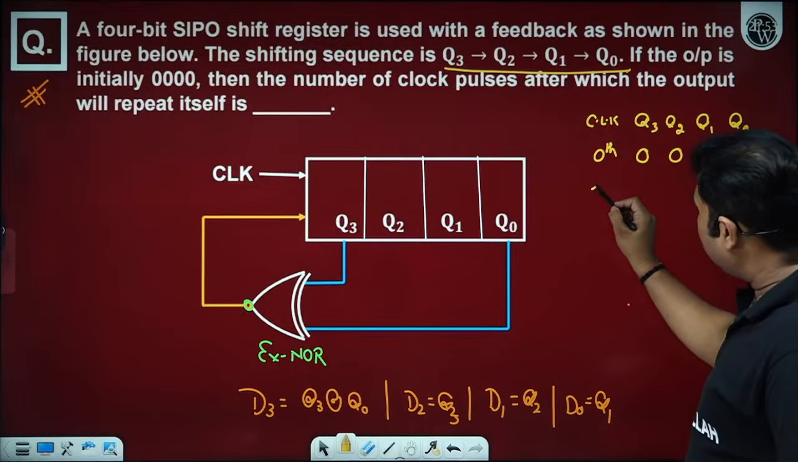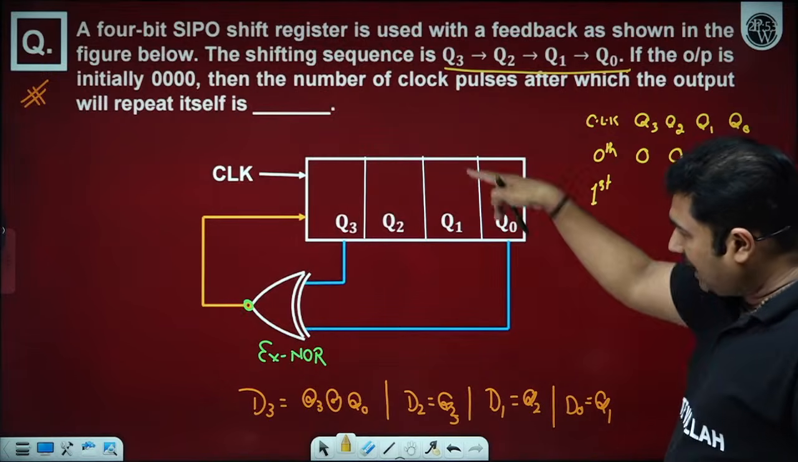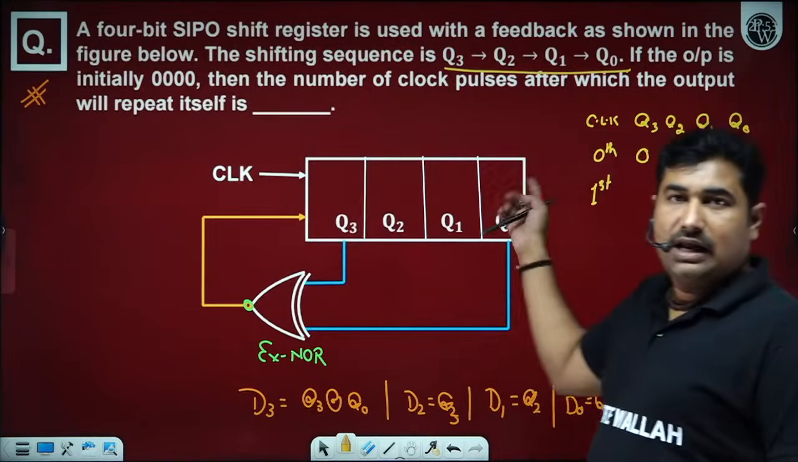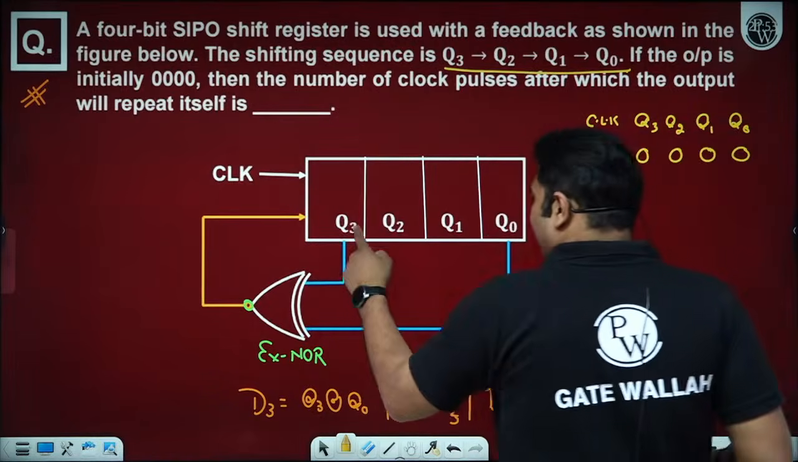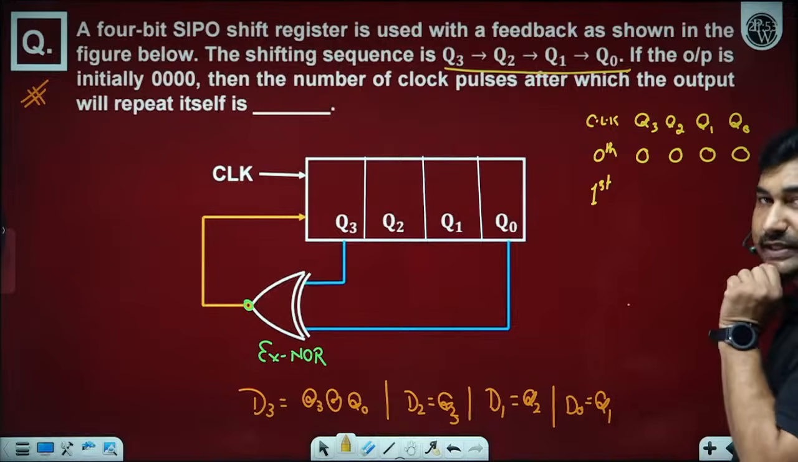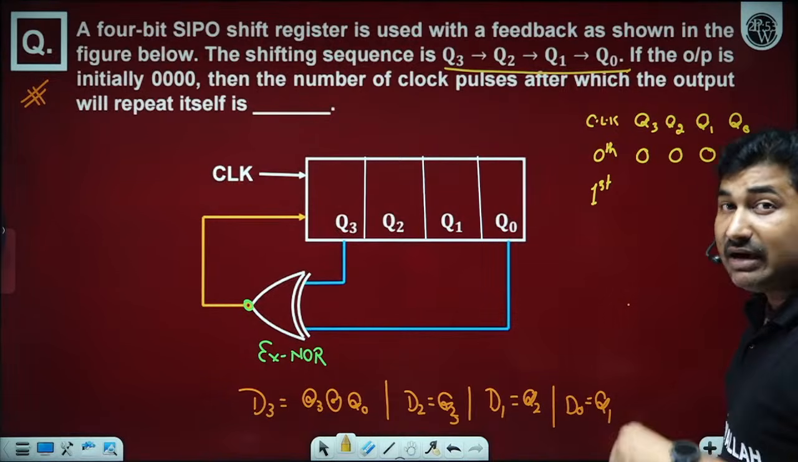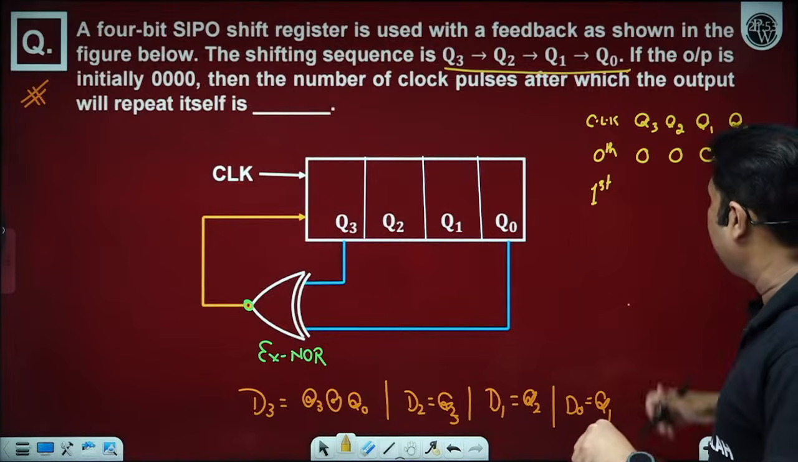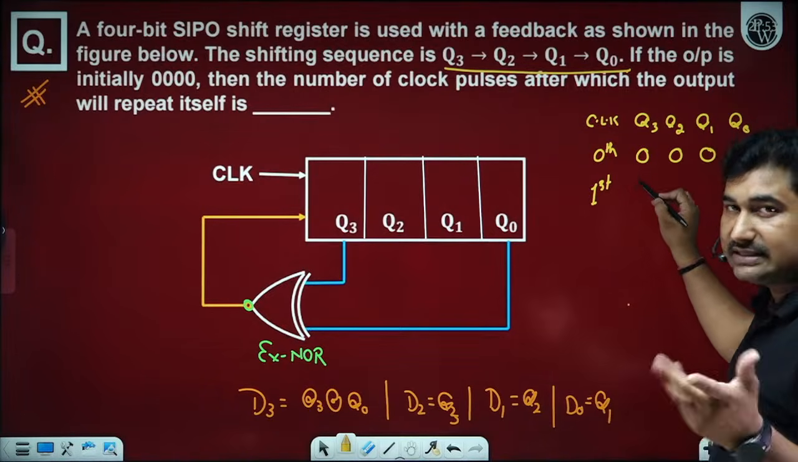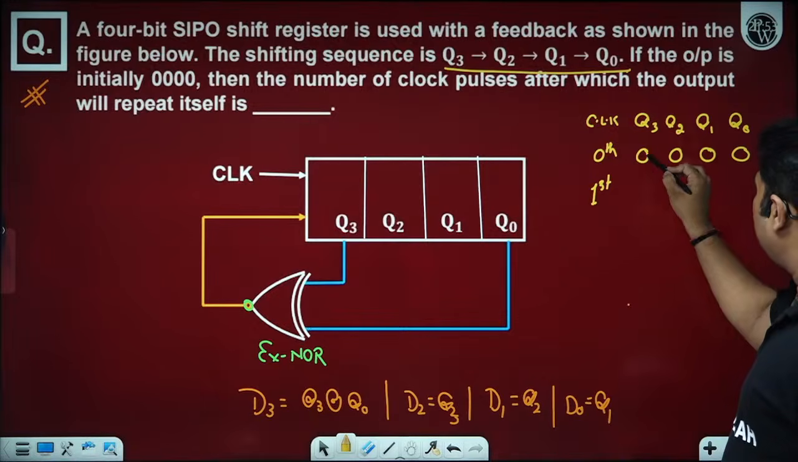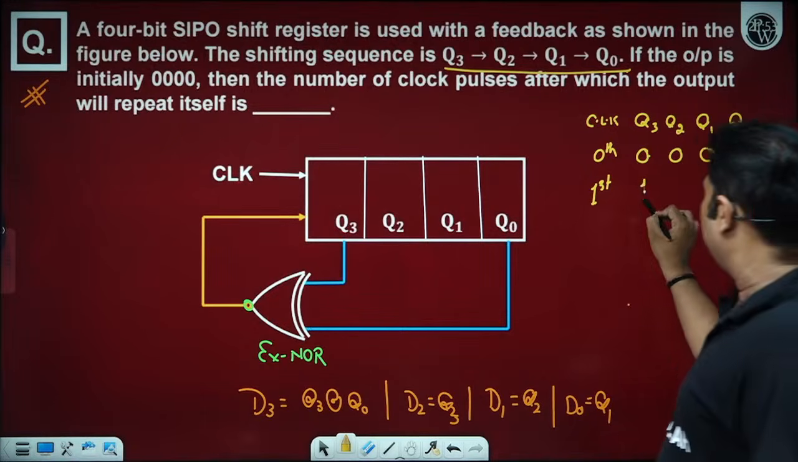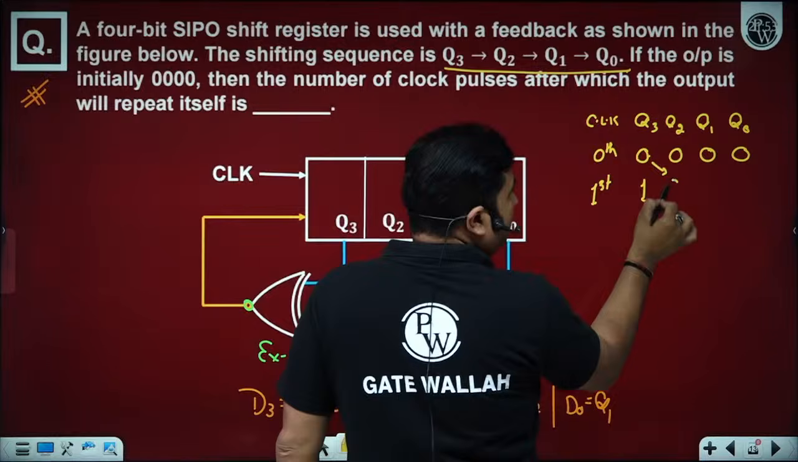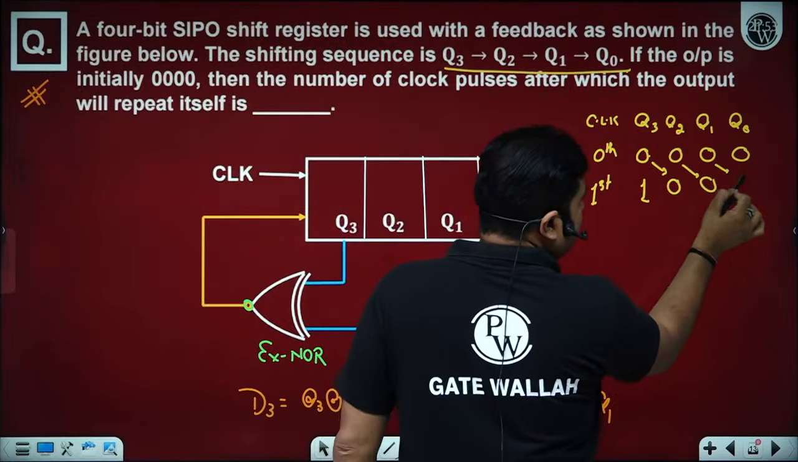Now on application of the first clock pulse, what happened? We only have to follow the feedback, the rest are all shifted. From the feedback we have Q3, Q0. We all know the XNOR gate is an equivalence detector. Whenever the inputs are equal, only then will the XNOR gate give logic 1, otherwise it will give logic 0. So Q3 and Q0 both are 0, 0, so it will give logic 1. This 0 is shifted here, this 0 is shifted here, this 0 is shifted here.